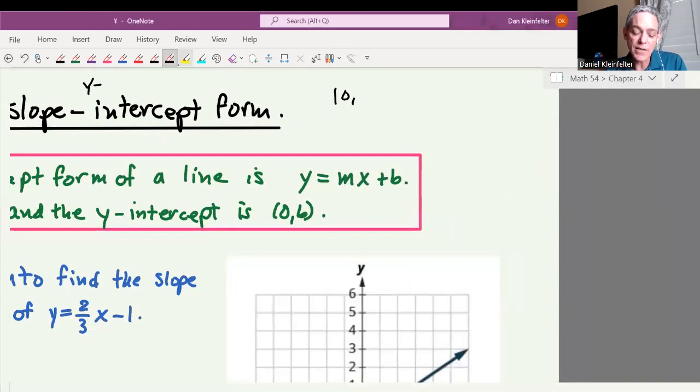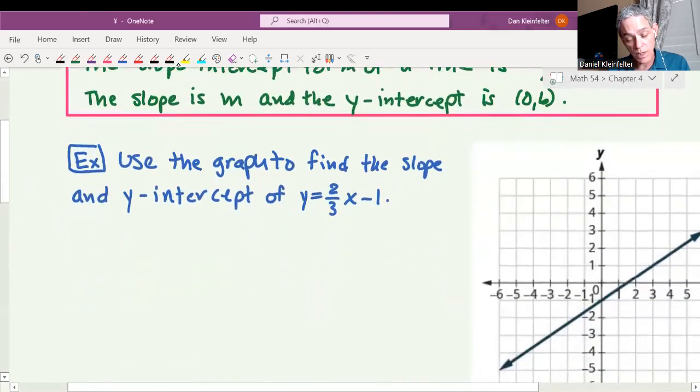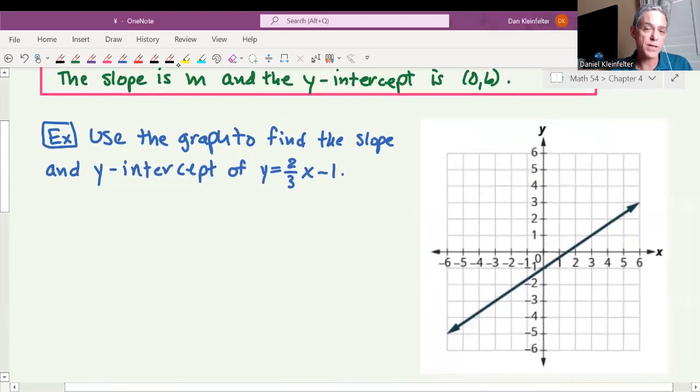Just to be sure: when x is 0, if you plug that into this formula, you're going to have m times 0 plus b, and that's 0 plus b, which is just b. So the point (0, b) is on the graph, and that is going to be the y-intercept, and it is right there in the equation. Okay, so one of the main things that we can do with a line in slope-intercept form is graph it. So we're going to try that here.